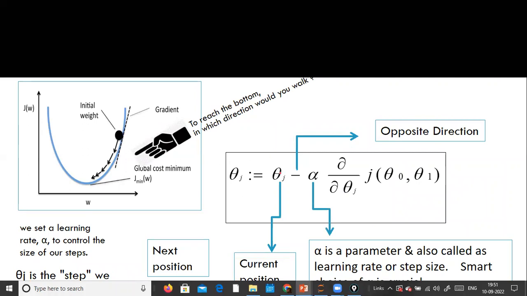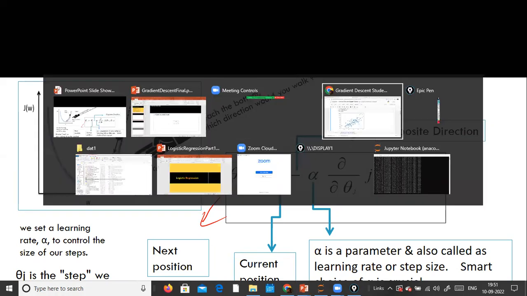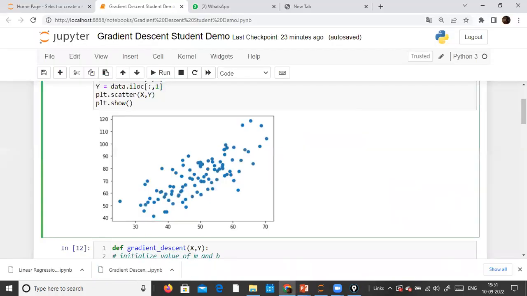This is your current position. From the current position, if you subtract the product of the learning rate with the derivative term, you will get the next position. For each iteration, when you obtain a different gradient, you will get new values for theta naught and theta 1. With the newly obtained theta naught and theta 1, you can get different predicted values. So you remember that iteration. Look here, I will just go back and show you this so that you are able to remember it.